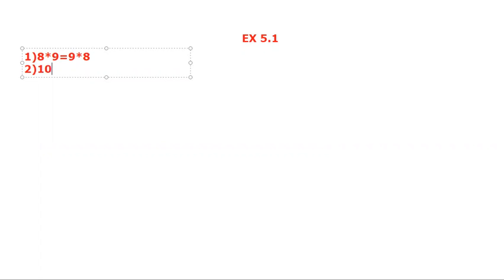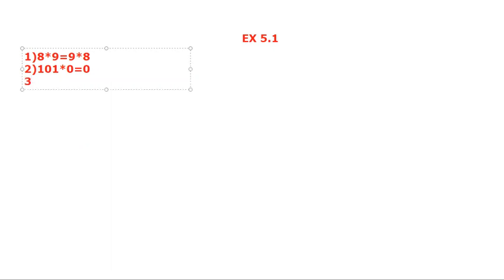Let me go to number 2. 101 into 0. This was another property. When you multiply any number with 0, the answer will always be 0. So you write 0 in the blank.